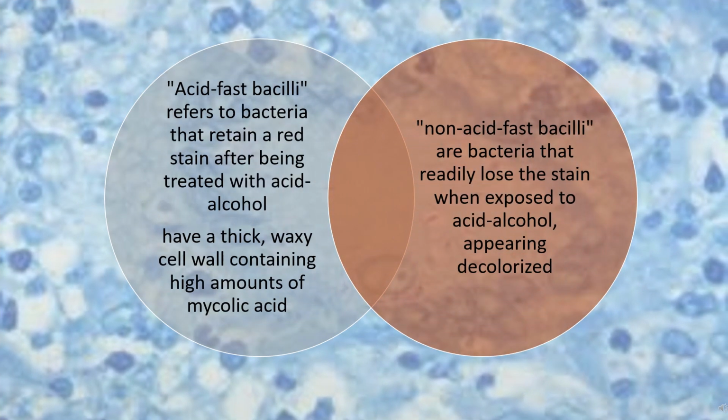Acid-fast bacilli refers to bacteria that retain a red stain after being treated with acid alcohol during a staining procedure, meaning they are resistant to decolorization by acid. Acid-fast bacteria have a thick, waxy cell wall containing high amounts of mycolic acid, which allows them to resist decolorization by acid alcohol during staining, while non-acid-fast bacteria readily lose the stain when exposed to acid alcohol, appearing decolorized. The most common example of acid-fast bacilli is Mycobacterium tuberculosis, the bacteria responsible for tuberculosis, TB.